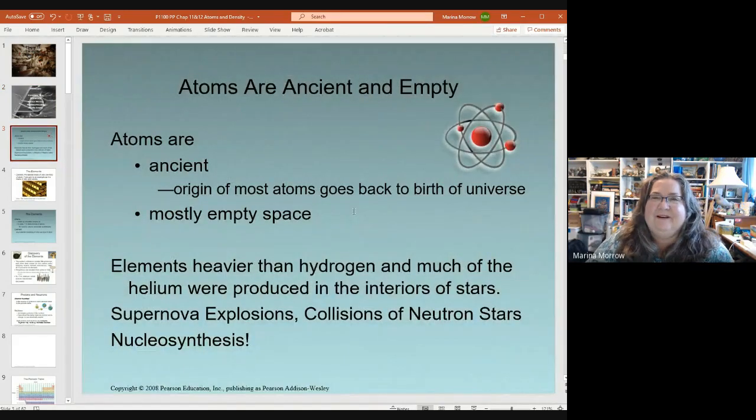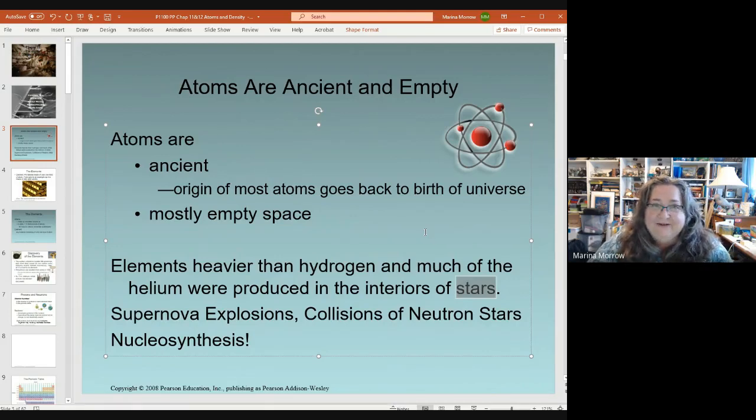Okay, so they're ancient because they go back about 14 billion years. That's when the Big Bang happened at the start of our universe. And that's when the parts of the atom started to be made. Now, most of the atoms that started out in the universe were hydrogen with some helium. And then they were combined into higher mass atoms by combining or fusing the atoms together. So the nucleus of the atoms were fused together.